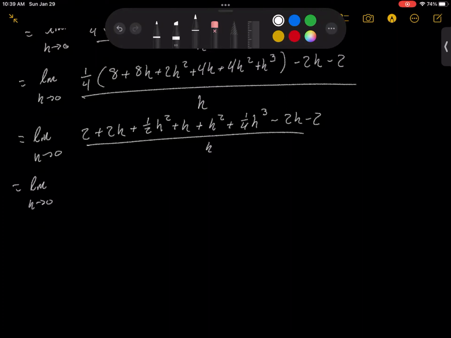And what can we combine? I've got a plus 2, a minus 2, a plus 2h, minus 2h. And I think we're done. So I've got a 1/2 h squared and an h squared. So I've got 3/2 h squared.